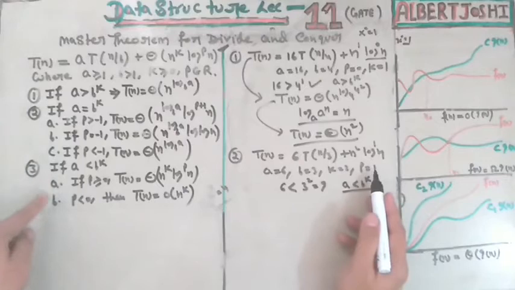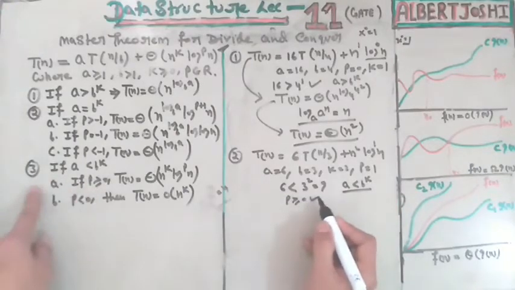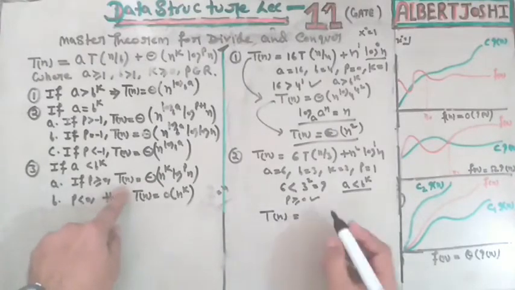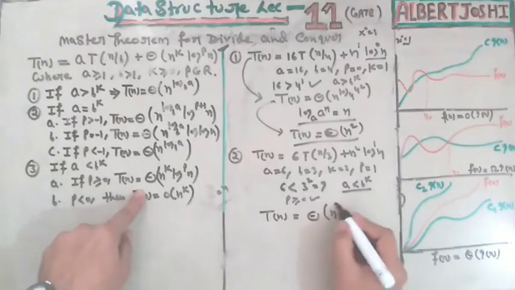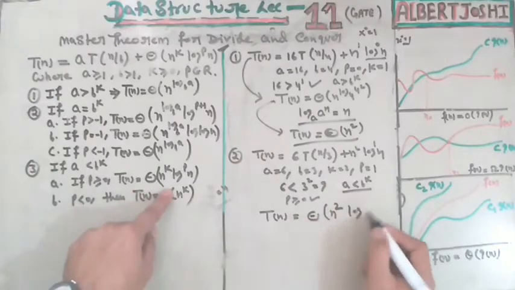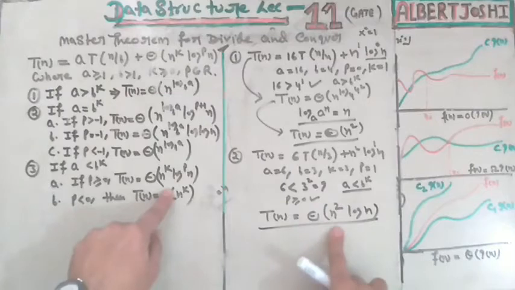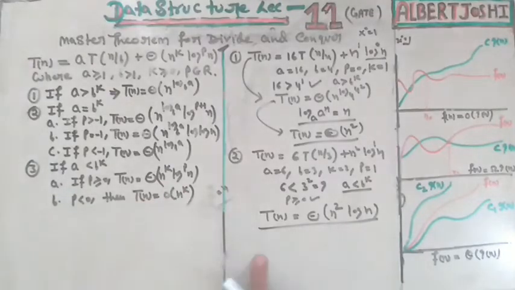Now p = 1, which means p is greater than or equal to 0. Okay, the first condition is satisfying. It means that your time complexity for such type of case is Θ(n^k log^p n). k = 2 and p = 1, so log n. So your time complexity is T(n) = Θ(n² log n). Your time complexity is n² log n.